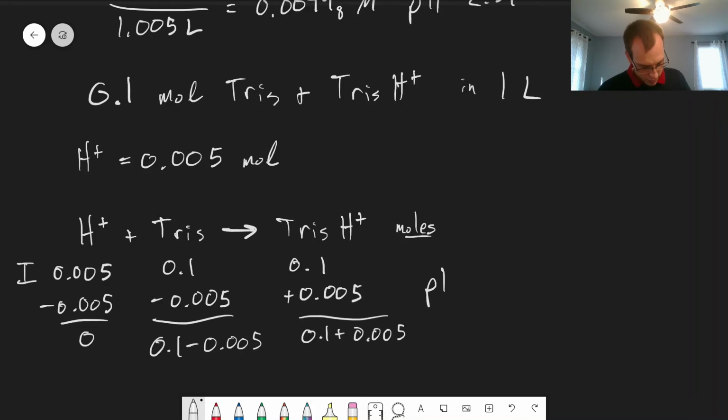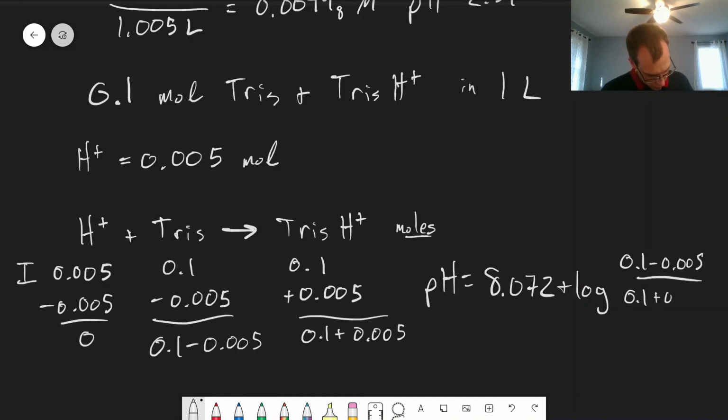If we can plug this into the Henderson-Hasselbalch equation, the pH will be equal to the pKa, 8.072, plus the log of the ratio of our base over acid. Now one simplification we can make here is that both our acid and our base will have the same volume, and so we can write things in terms of moles. Technically it should be molarity, but the volumes will cancel out, and so we get the same whether we do this in moles or in molarity. So we can just plug in these values that we have over here. So our base is 0.1 minus 0.005, and our acid is 0.1 plus 0.005. We can plug that into our calculator, and we'll get a pH of 8.03.